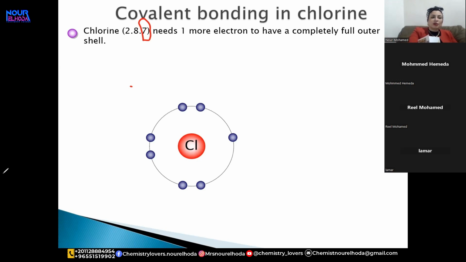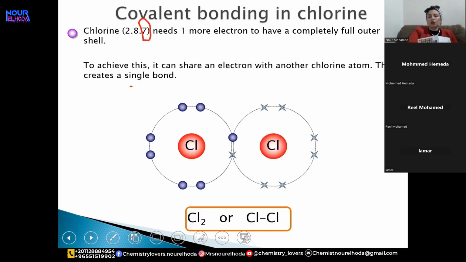Let's check. Are both of them going to be full or not? Let's see. Every chlorine is going to share by 1. But this means it's having 8 electrons in the outer shell. Again, this chlorine is going to have 8 electrons in the outer shell, so it is stable. This is again a single bond because every chlorine is sharing 1 electron.